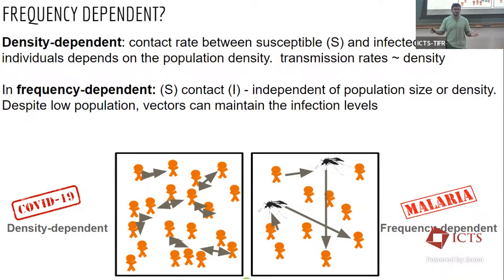And meanwhile, the party might be over, right? It will be over. So in that sense, it will be very frequency dependent in this case, that is, how frequently the vector manages to spread it between humans. If the number of vectors and the bite rates are very high, then even if there is less density, the vector can manage to find different humans even at distant places and transmit, but with a certain lag. So that's called a frequency dependent response.